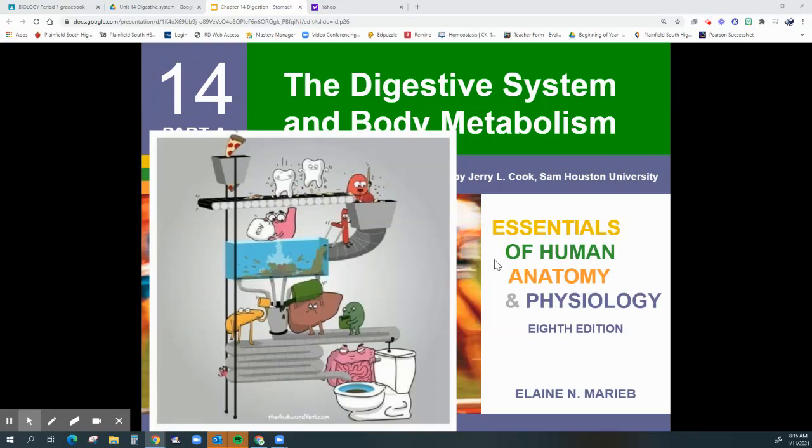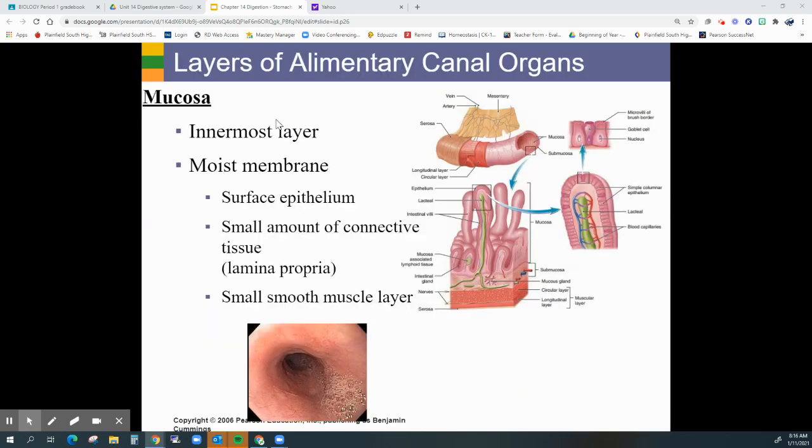All right, guys. So for this lecture, we're going to take a look at the stomach and the contents of it, as well as some introductory material for the alimentary canal, or the canal leading down to the rest of it. We'll start off here with the alimentary canal. There are a couple of different layers that we need to talk about.